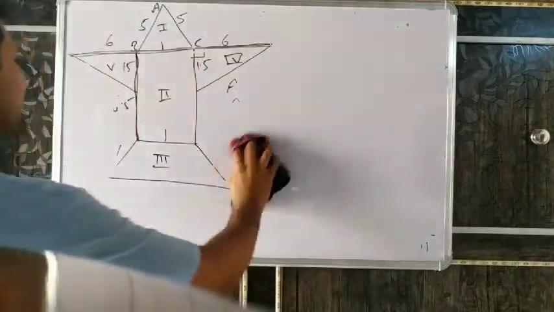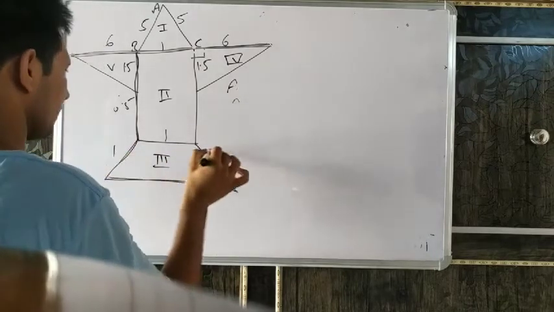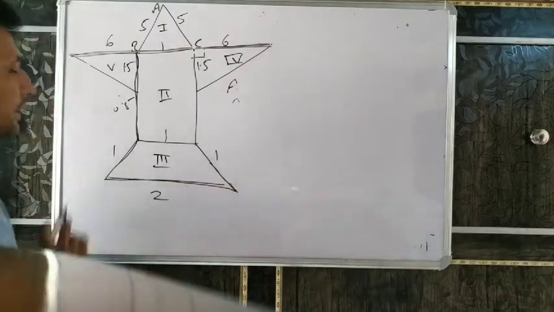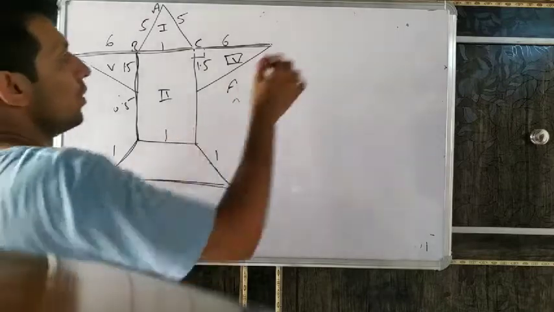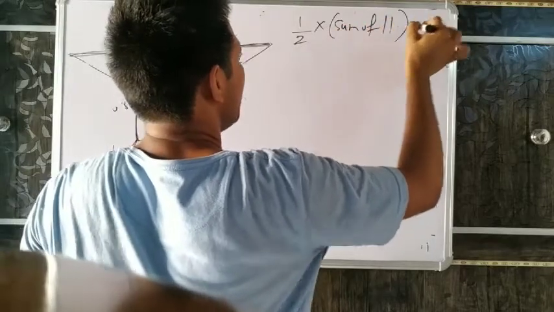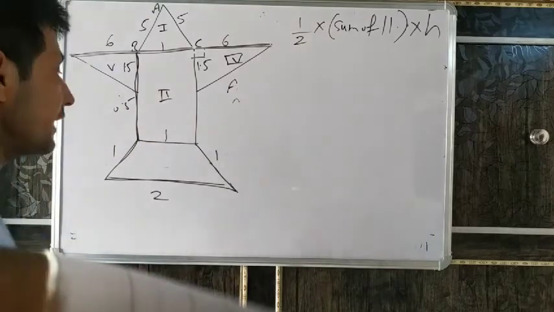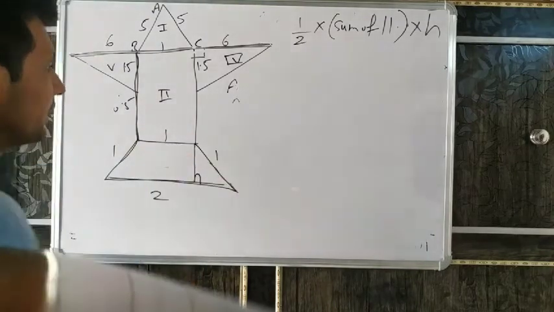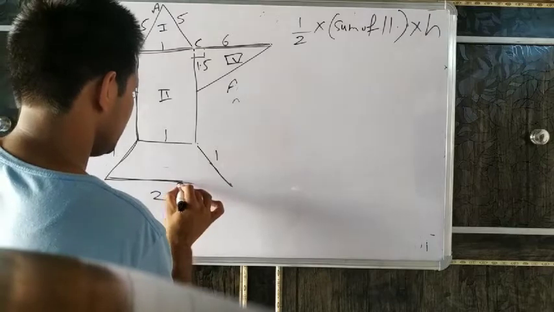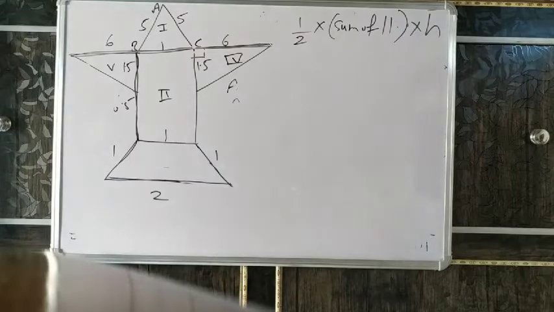Now we have to find a difficult task, the area of this part. It is like a trapezium, and everyone knows the trapezium area: 1 by 2 sum of parallel sides into height. These are the parallel sides, and the height is always at 90 degrees. This one we have to find, this one is 90, but we don't know it. So first we will find the height of this trapezium.